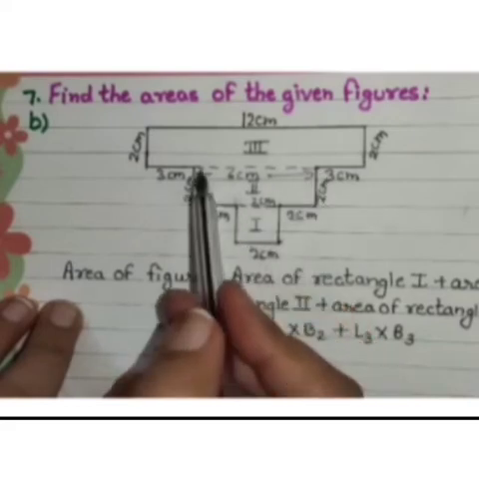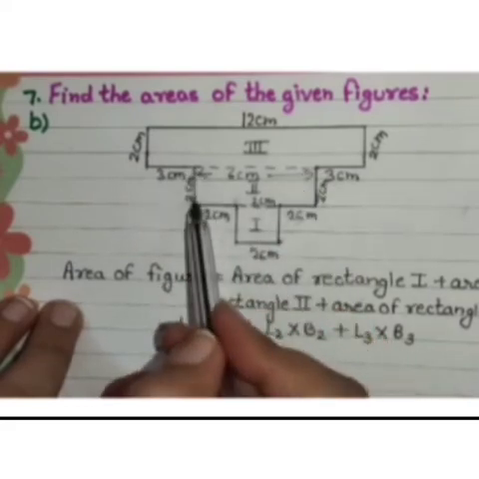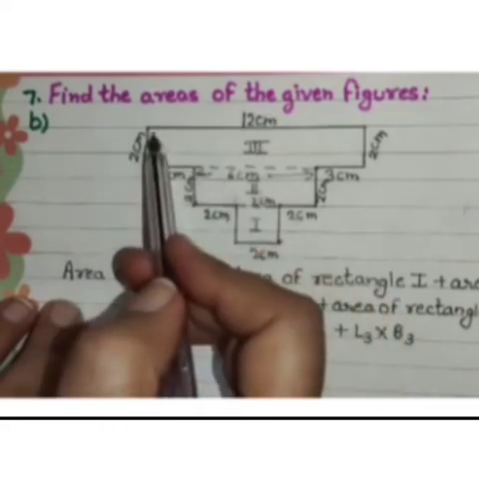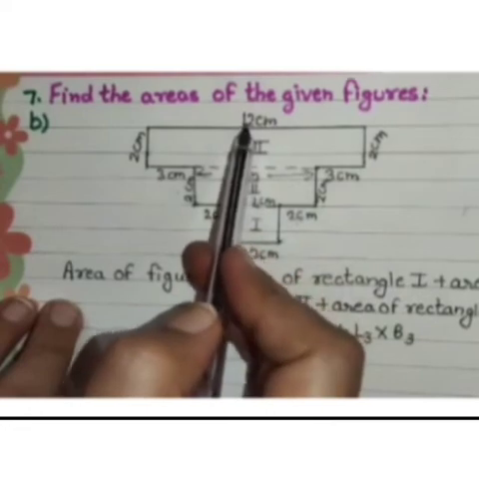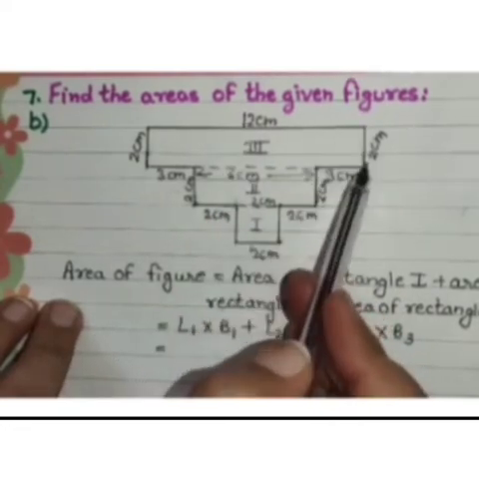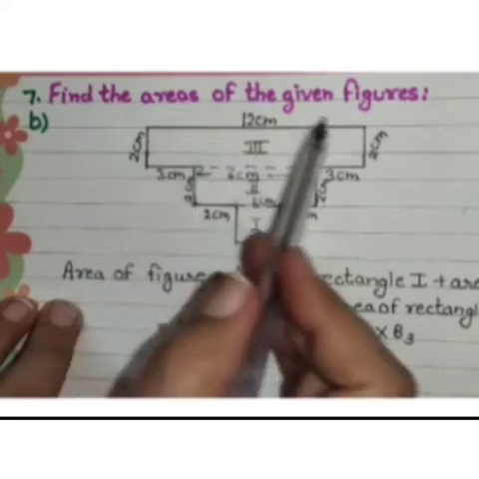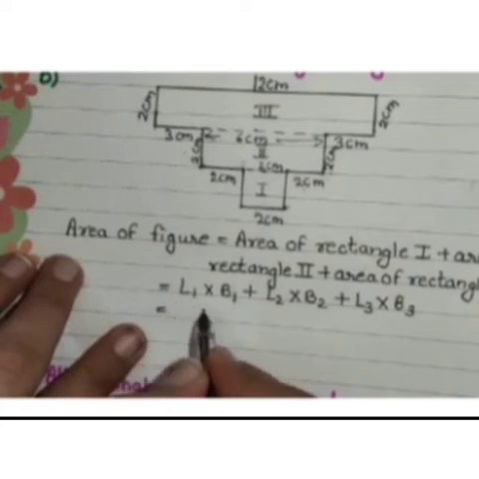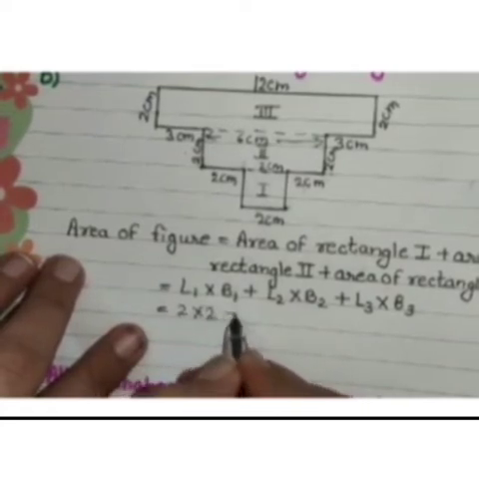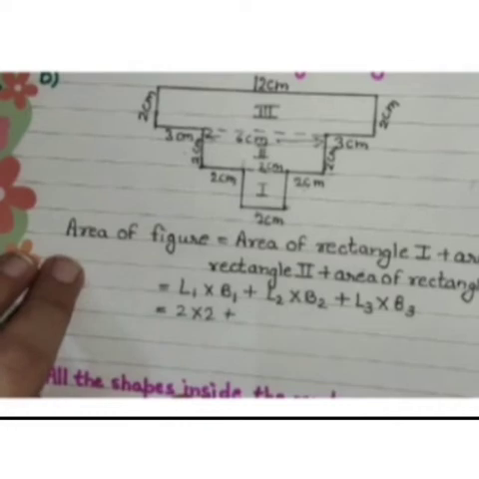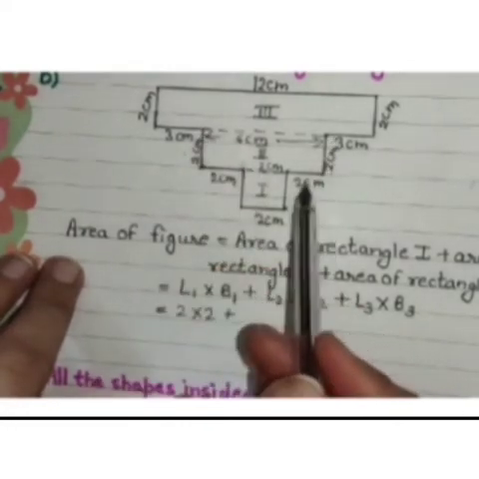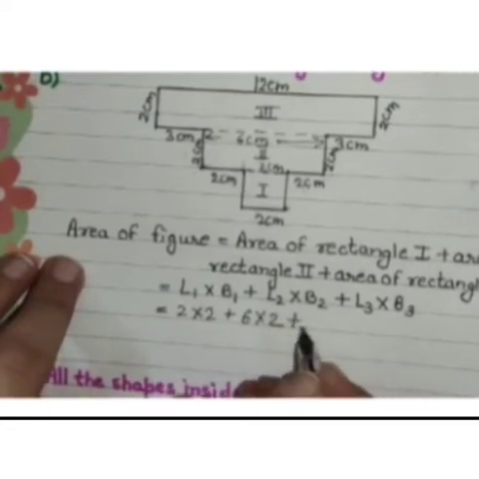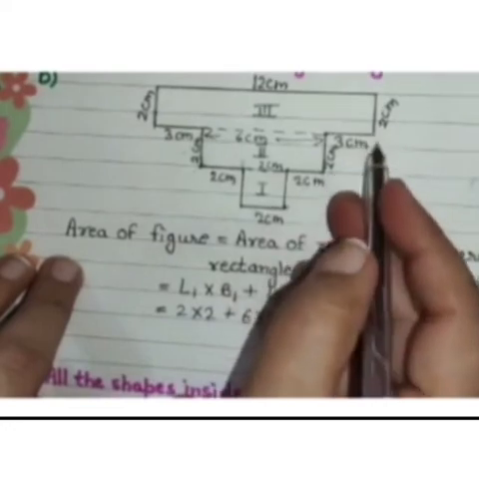Now second rectangle length is 6 and breadth we have given 2. On multiplying 6 by 2 we get the area of second rectangle. And for the third rectangle we have length 12 centimeter and breadth we have given 2 centimeter. On multiplying 12 by 2 we get the area of third rectangle. Now put the value of this length and breadth. First rectangle length and breadth is 2 and 2. Multiply 2 by 2. In second rectangle length is 6 and breadth is 2. On multiplying 6 by 2 we get the area of second rectangle. Third rectangle length is 12 and breadth is 2.